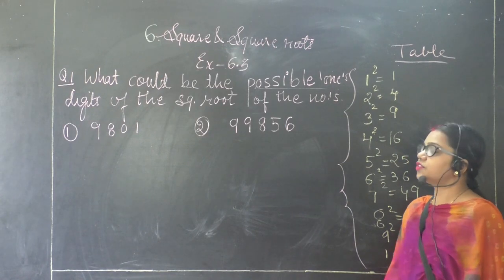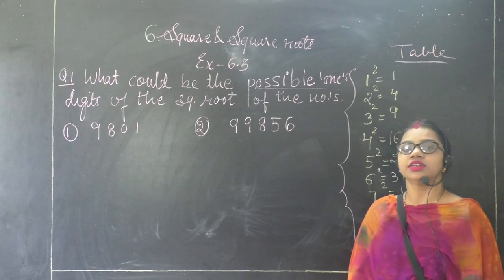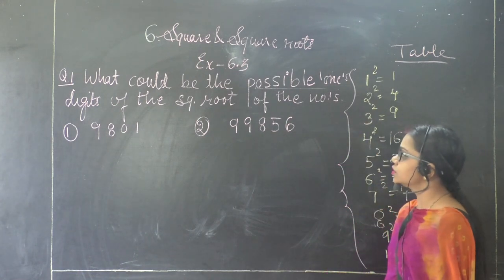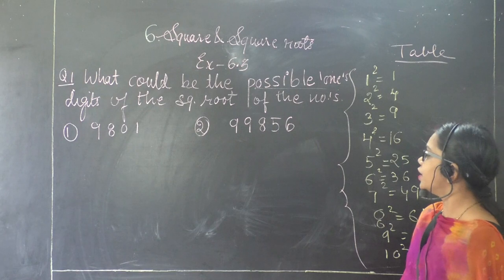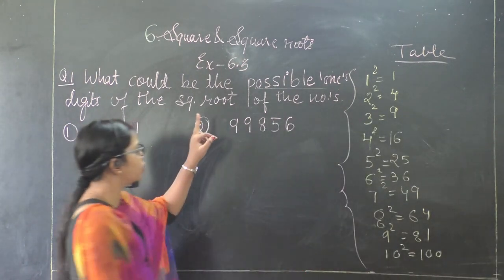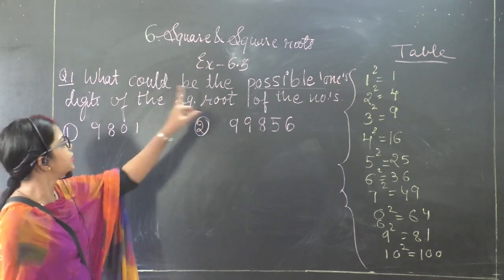Exercise 6.3 of chapter 6, square and square root. In this exercise, the first question is, what could be the possible numbers of ones digit of the square root of the numbers? These numbers are given. You have to find out the possible ones digit.